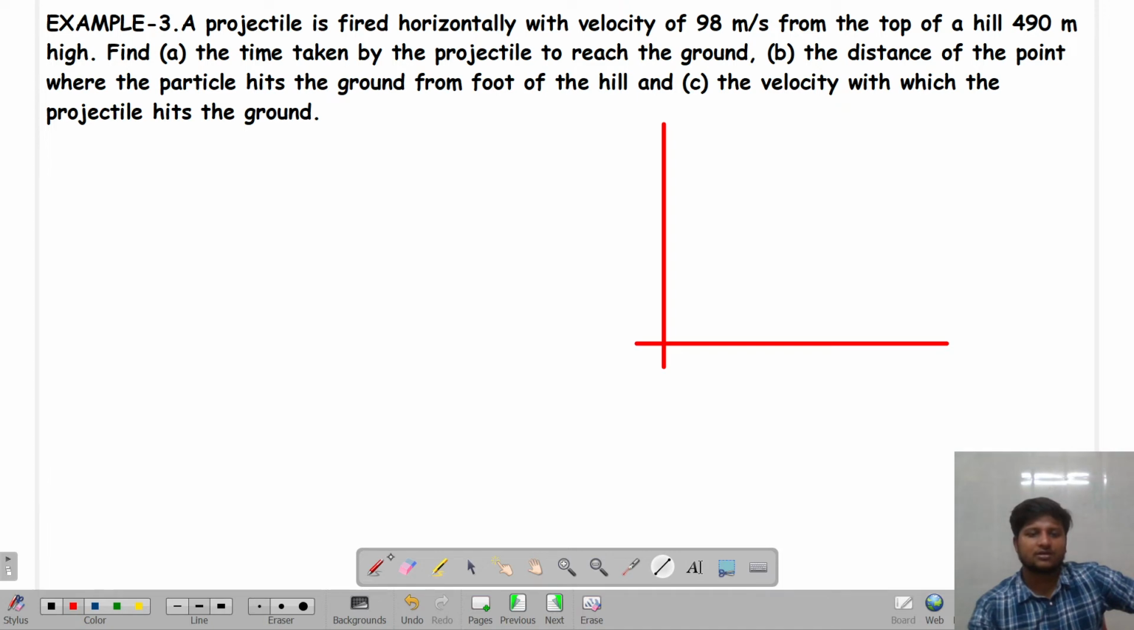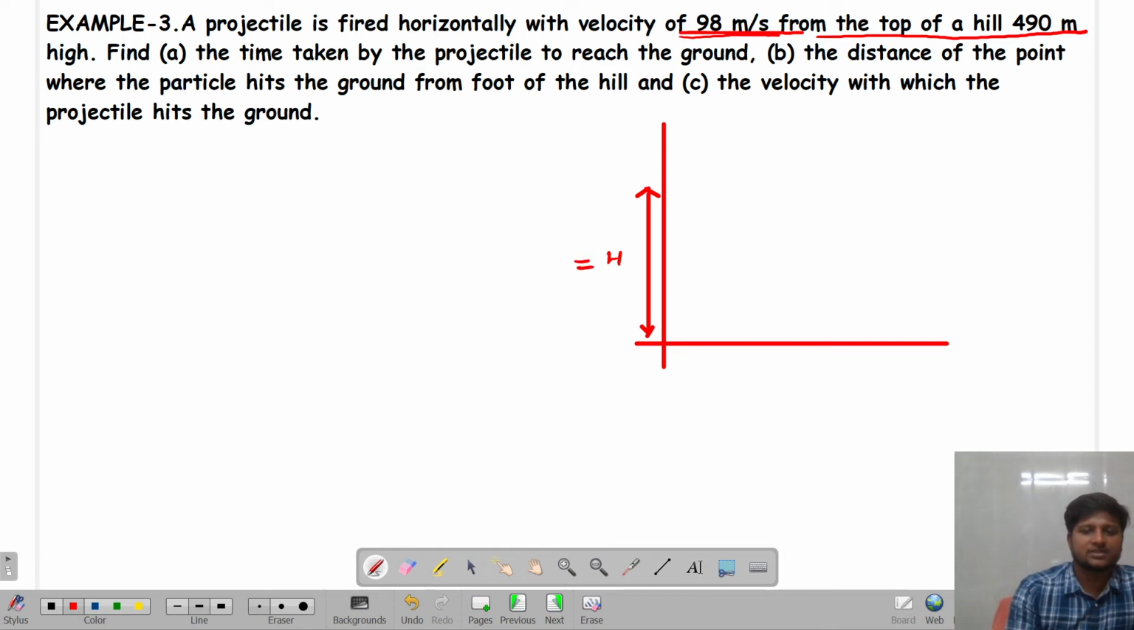So let's suppose I am considering a projectile, like you have the height of the tower. Projectile is fired horizontally with a velocity of 98 meter per second from the top of a hill 490 meter high. So height is given, that is equal to 490 meters. From here I'm throwing one projectile with the initial horizontal speed, and that is equal to 98 meter per second.